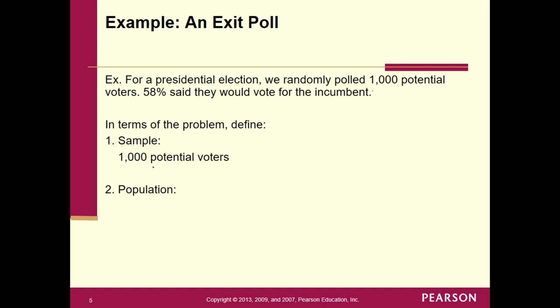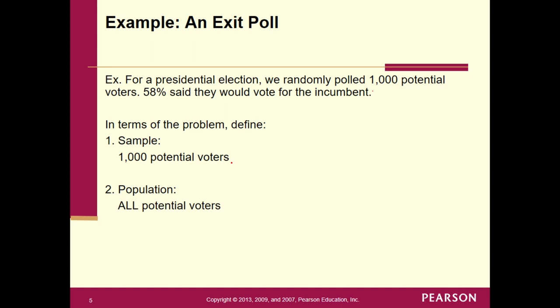Now don't put just 1,000. If you put that on a test and you wrote in 1,000, I'm going to say what, 1,000 first graders? No, it was 1,000 potential voters. So we need a number and some sort of description after that. Then, based upon that sample, we can define the population. If we took a look at 1,000 potential voters, what's our population? Our population is all potential voters.